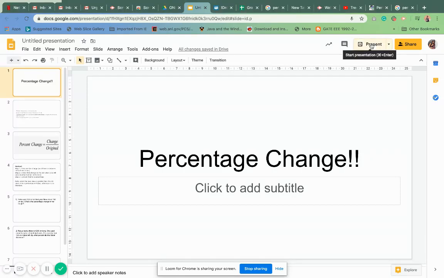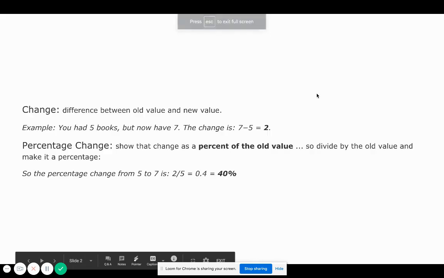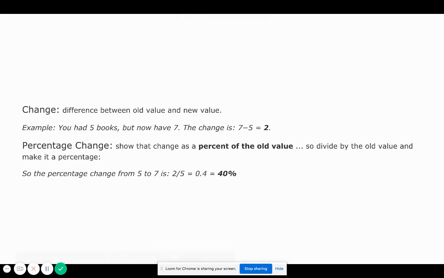In this particular video, you're going to learn how to calculate percentage change. Now, we have seen different scenarios in the previous video, different examples of where percentage change is used. Let's look at one such example. Now, you had 5 books, but now you have 7. So, do you see there is a change in value?